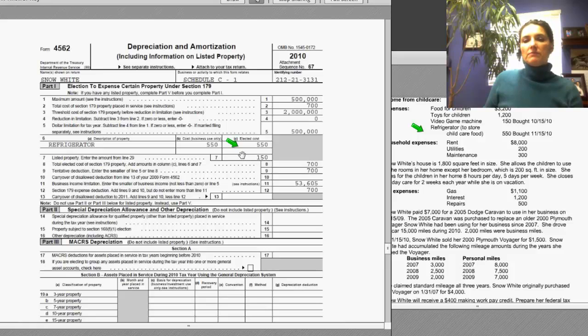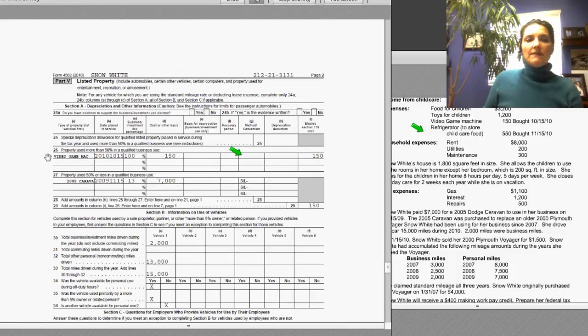But we also have listed property that she is claiming a Section 179 deduction on, and that is the video game machine. So let's go to page 2 of Form 4562, and there on line 26 we've entered the video game machine. We've stated that it's 100% business use and a cost of $150, and she's electing a Section 179 deduction on the full cost of that asset. We've also listed the Dodge Caravan, how much she paid for that asset. It was $7,000. She is not claiming any depreciation deductions on it, but she is filling in the business use information down here. The total number of business miles is 2,000.